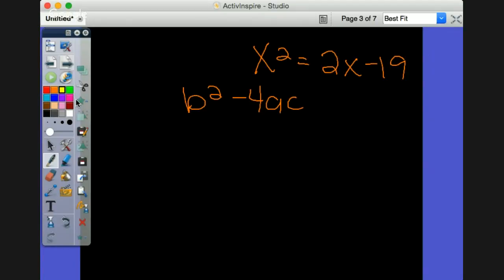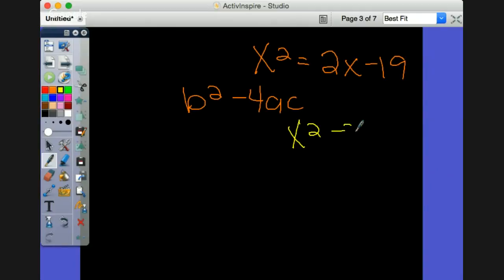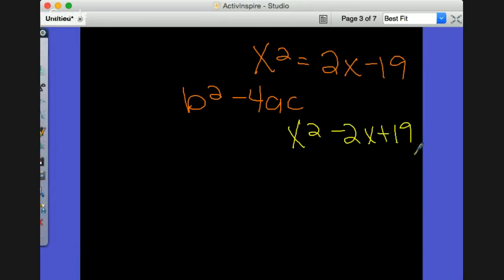Now, before we end up plugging in, what do we need to do with the problem behind me? Subtract the 2x and add. Good. Subtract 2x, add 19, right? And when doing that, we get x squared minus 2x plus 19. Okay? Because everything needs to be on one side in order to solve, right?